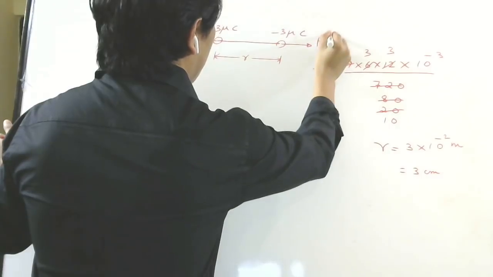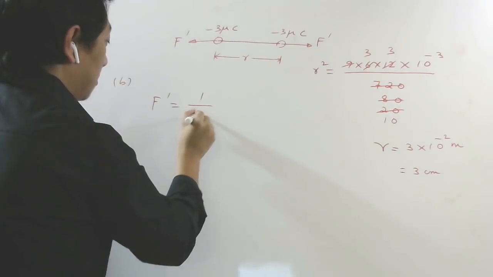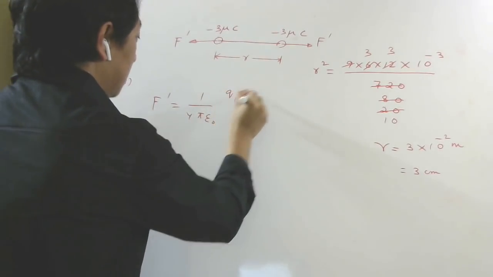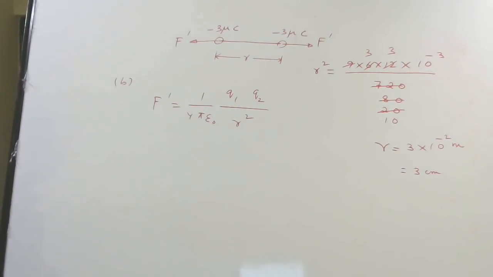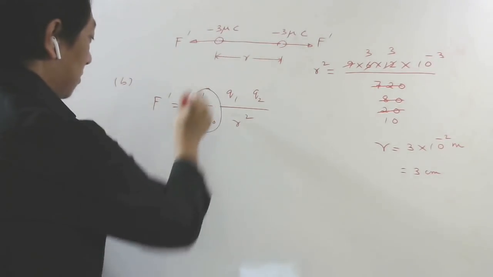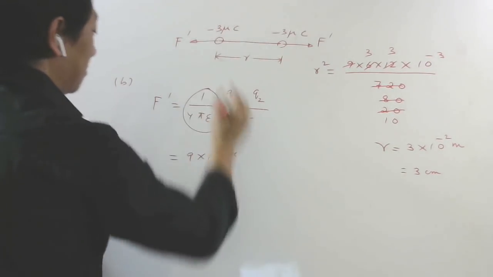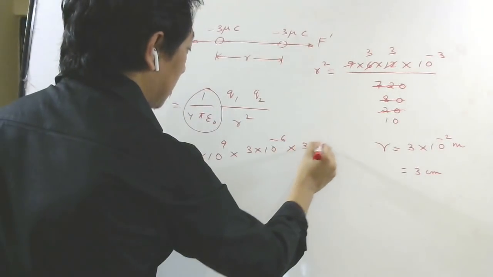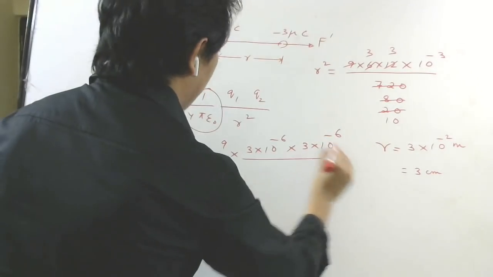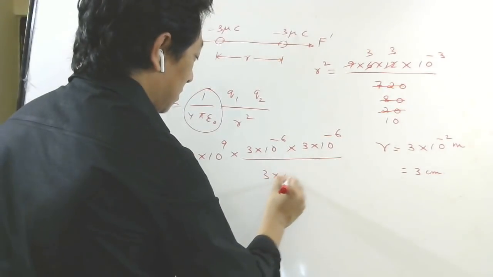It is called the force F dash. So what will be your F dash? 1 by 4 pi epsilon naught, the new charges Q1, Q2 divided by R square. Right? R is same only. R is like before. So what is the value of this constant? We already know 9 into 10 to the power 9. First charge in magnitude is 3 into 10 power minus 6. Second charge is also 3 into 10 power minus 6, divided by r, and r we got 3 into 10 power minus 2, whole square.